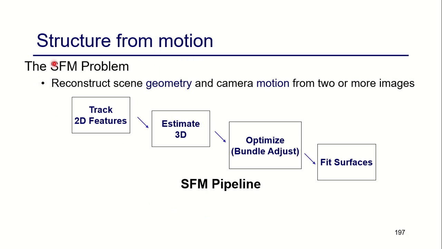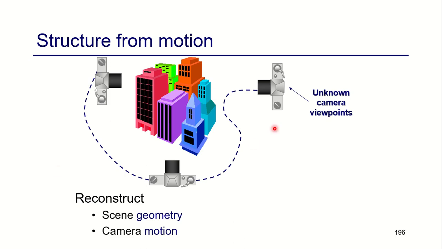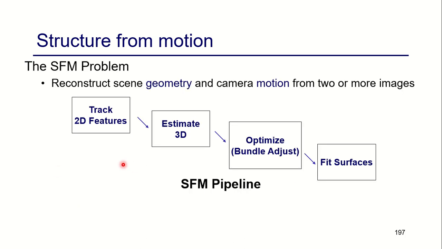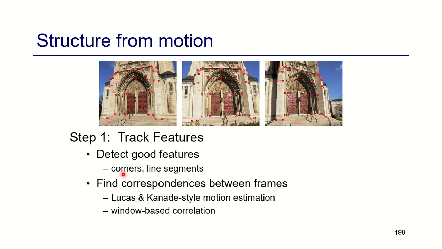So structure from motion is denoted as SFM. The issue in SFM is you have to reconstruct the scene geometry and camera motion from 2 or more images which have been captured from different locations around the object. So track the 2D features, estimate the 3D features from the 2D features and then optimize it. For that you use bundle adjustment, then fit the surfaces and recreate the 3D picture from the 2D images. So what are the steps you follow for recreating the structure from motion?